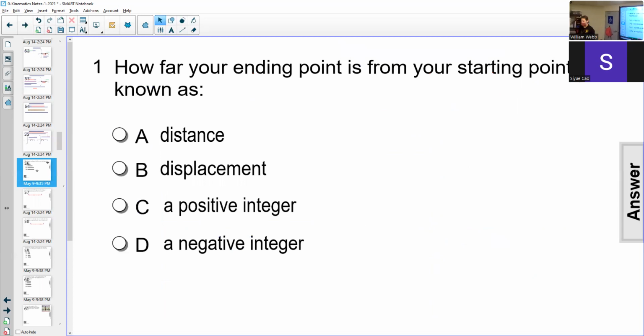All right, so questions for you. When you know the answer, raise your hand. How far your ending point is from your starting point is known as A, distance, B, displacement, C, positive integer, D, negative integer.